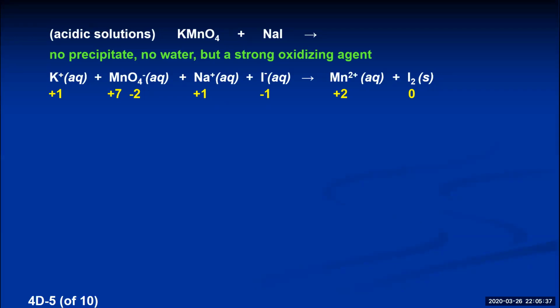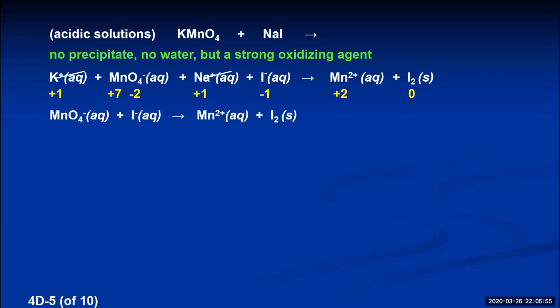at room temperature. So therefore, the potassium ion and the sodium ions were spectators. What's going to happen in this case is going to be the permanganate ion reacting with the iodide ion, the permanganate getting reduced to Mn2+, and the iodide being oxidized up to I2.